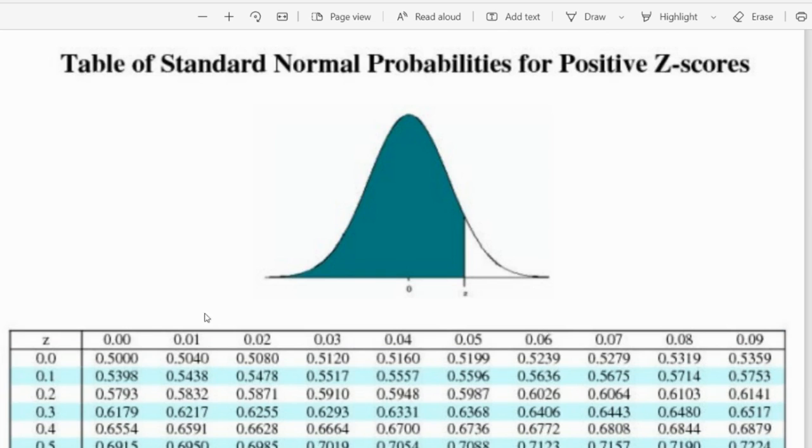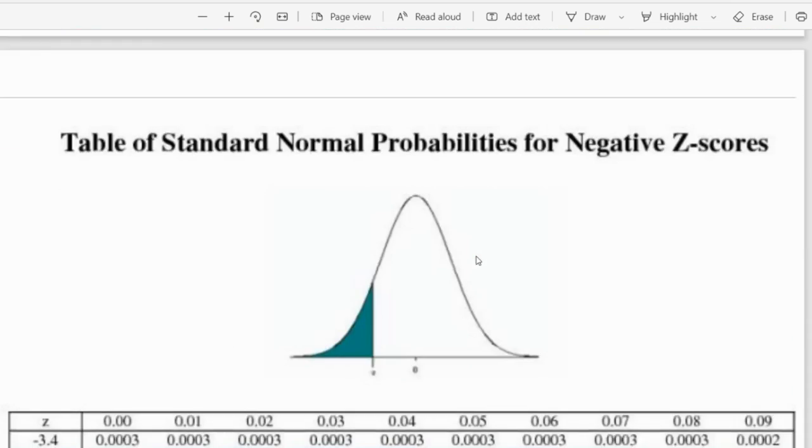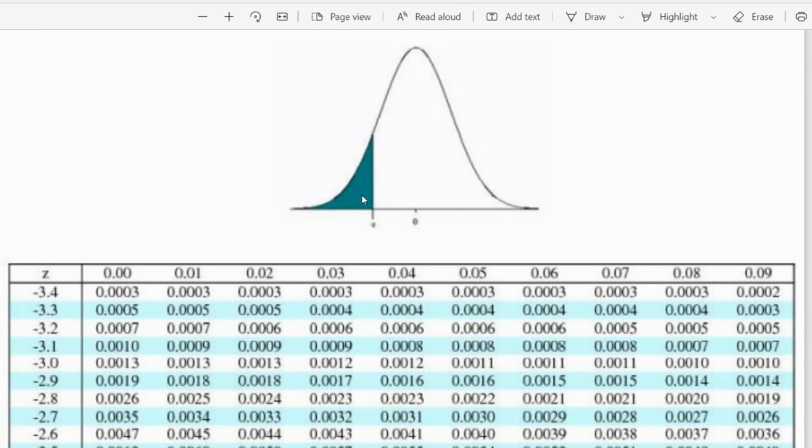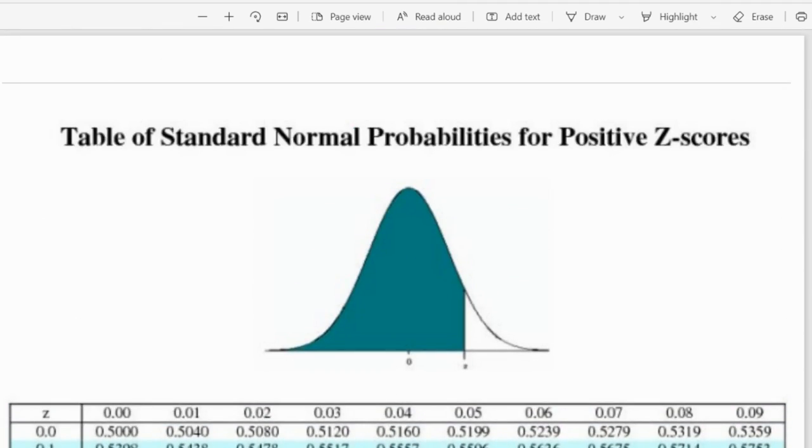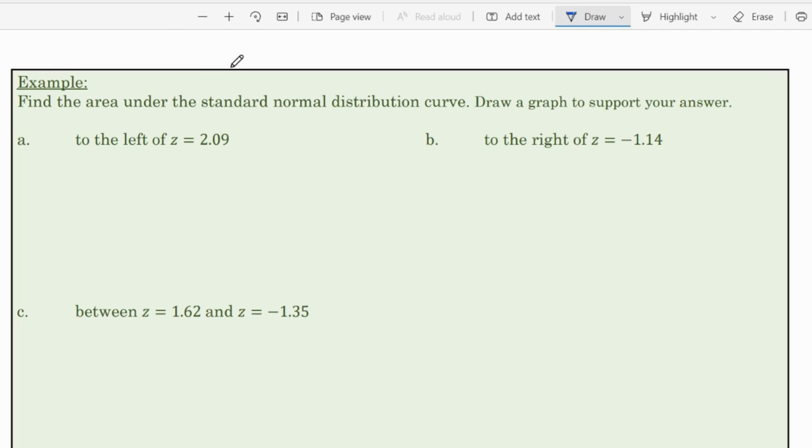Now notice at the top that this graph is shaded to the left of a certain line. And then if we go to the other side, notice it's still shaded to the left of a certain line. That's super important because area underneath the curve or probability for a normal distribution is always area to the left of a curve. So let's see how we're going to actually do this.